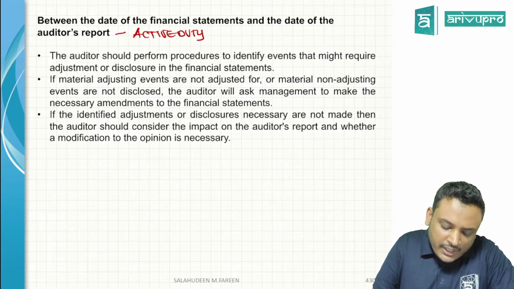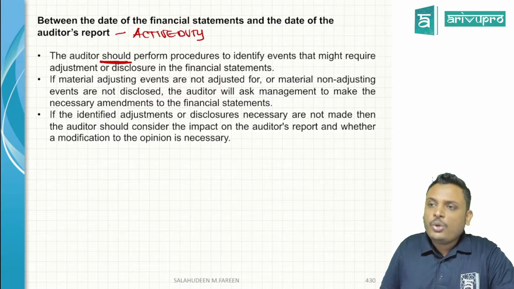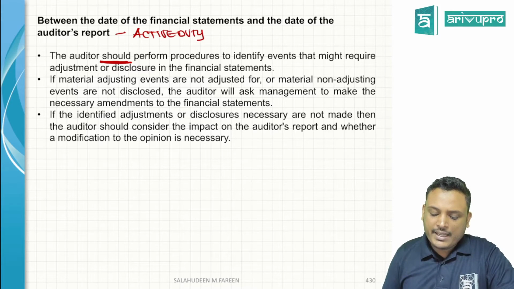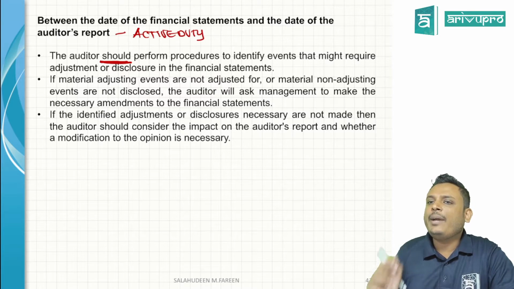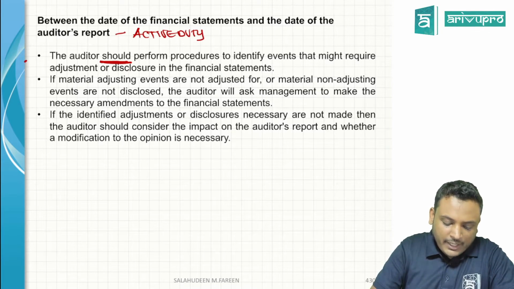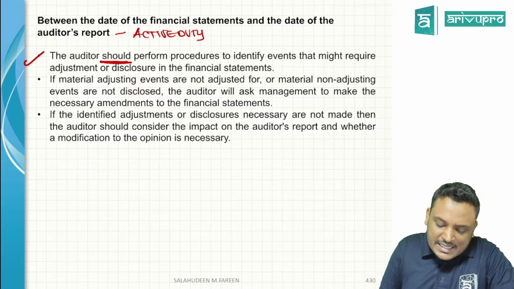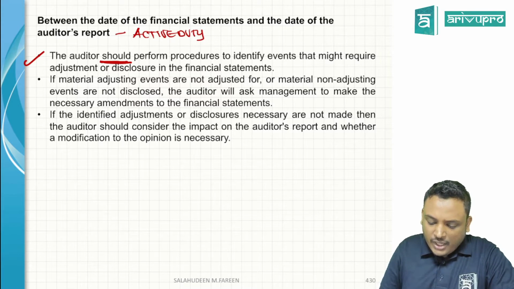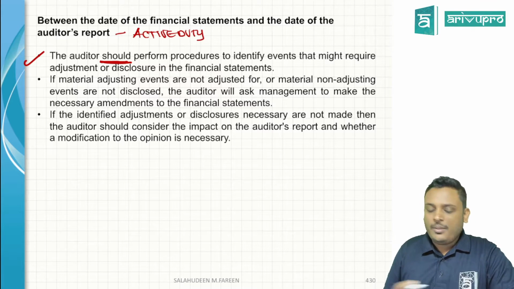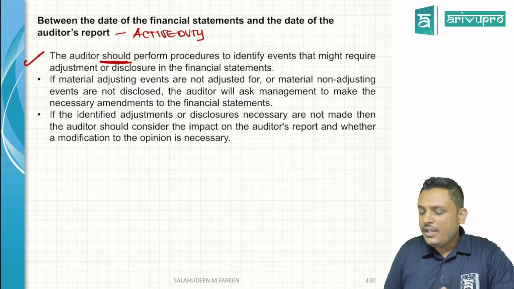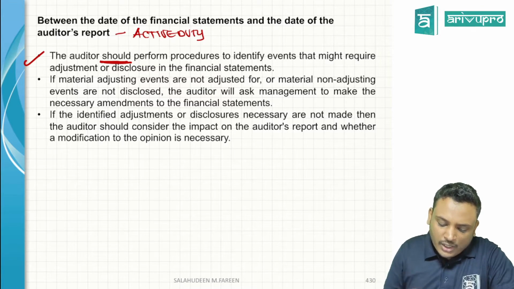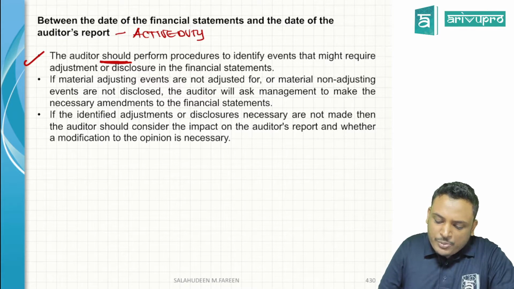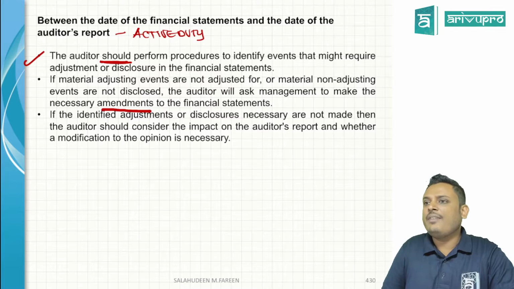The auditor should perform audit procedures to identify the events that might require adjustment or disclosure in the financial statement. So performing procedure is voluntary or mandatory? Mandatory to perform. Understood? If material adjusting events are not adjusted or material non-adjusting events are not disclosed, the auditor will ask management to make necessary amendments in the financial statement.